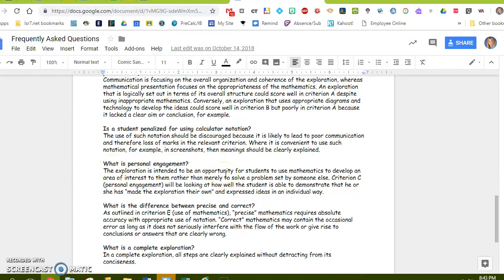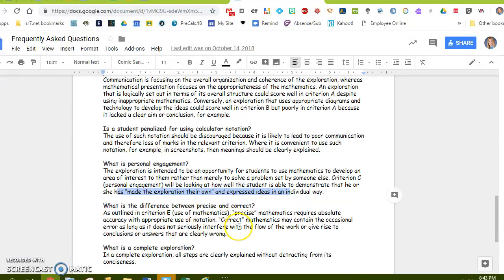What is personal engagement? You're trying to demonstrate that he or she has made the exploration your own. You're expressing ideas in an individual way. You're trying to show ownership of this. You're trying to show that maybe you looked at this problem in your own way, in a different way.